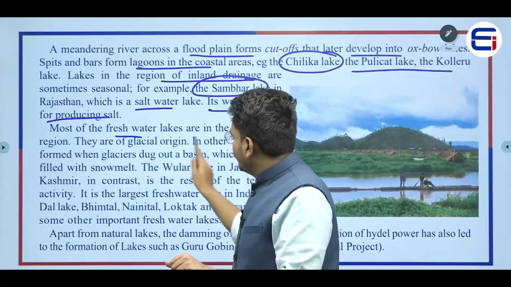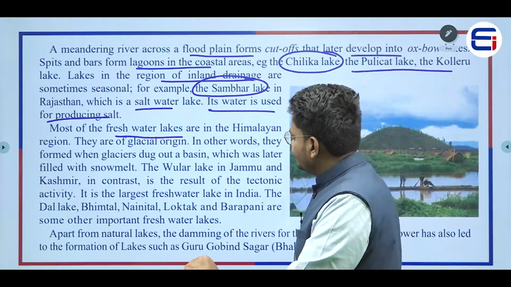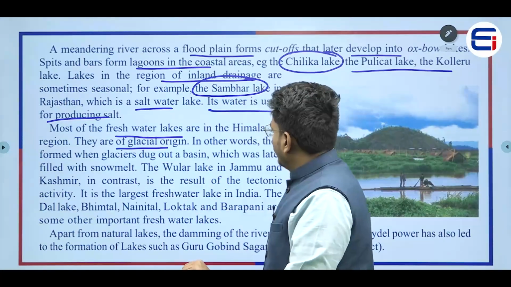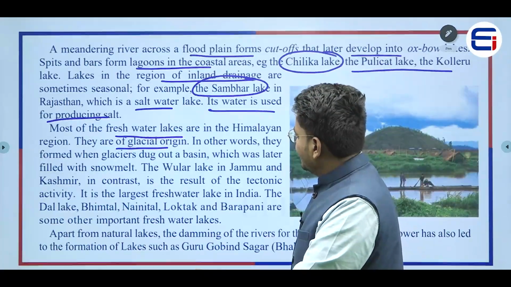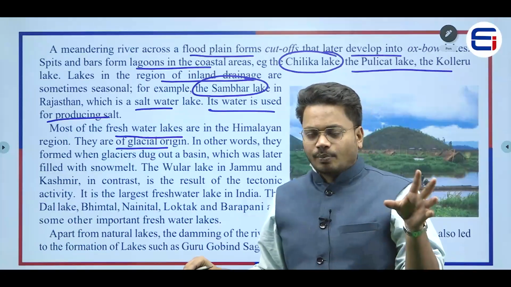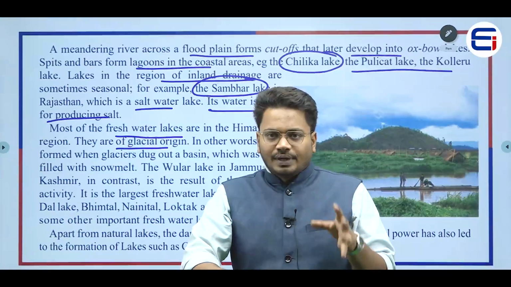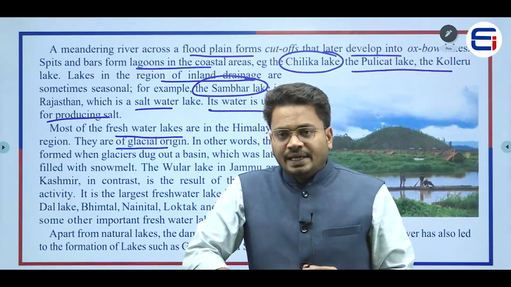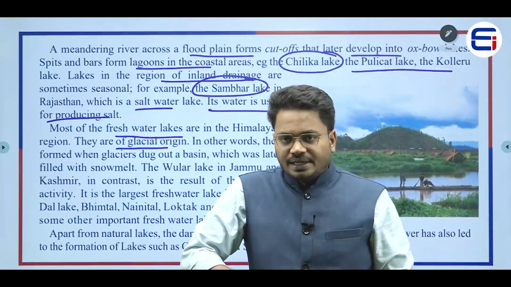Now, most of the freshwater lakes are in Himalayan ranges. They are of glacial origin. In other words, they formed when glaciers dug out a basin which was later filled with snow melt. The point is different types of lakes, right? So, these lakes are generally present in Himalayan ranges.